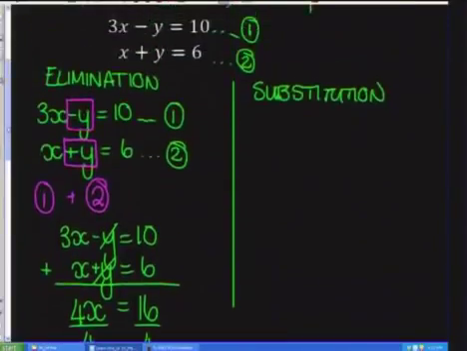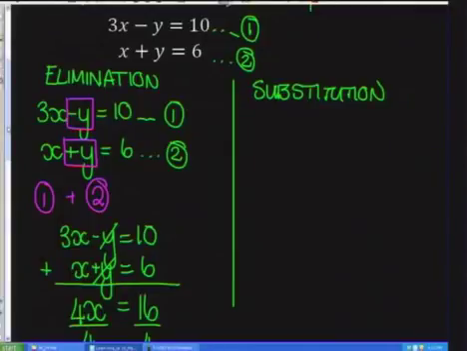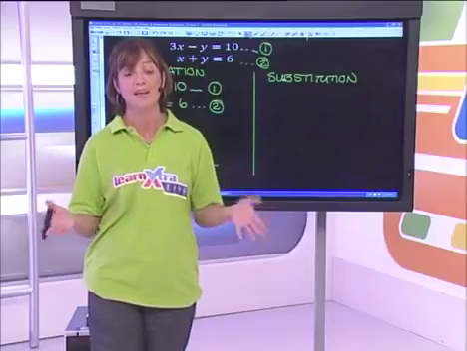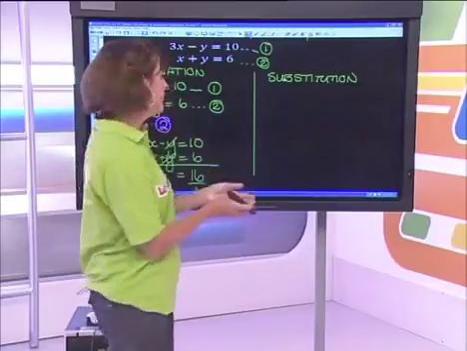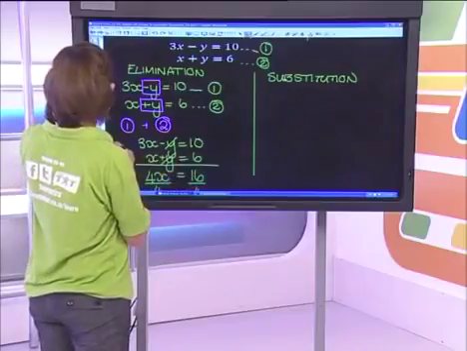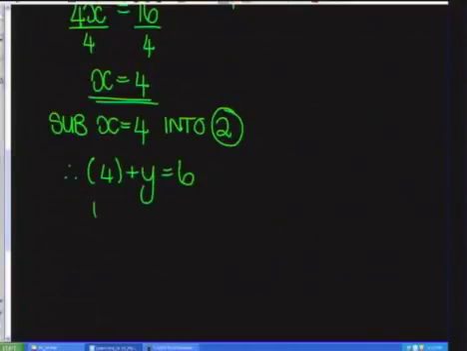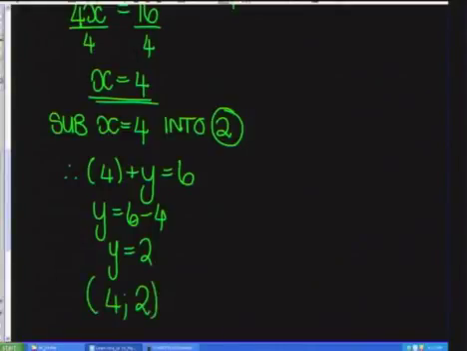Probably the advice I would give you is choose the easier, less complicated of the two equations. It's just going to make your working out a bit simpler. So substitute that value of x equals 4. I would say equation 2 is our simpler one, so x plus y equals 6. So x, which I now know is 4, plus y equals 6, and y is then equal to 6 minus 4, which gives me 2. So I've got an x value of 4 and a y value of 2.